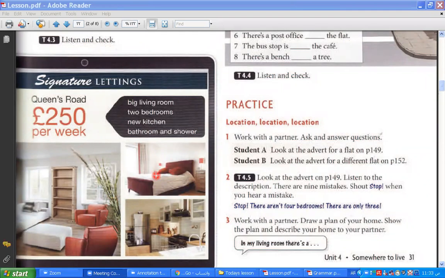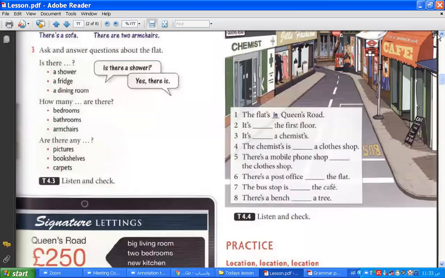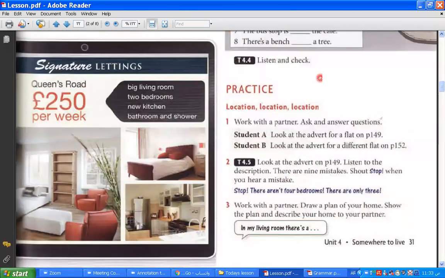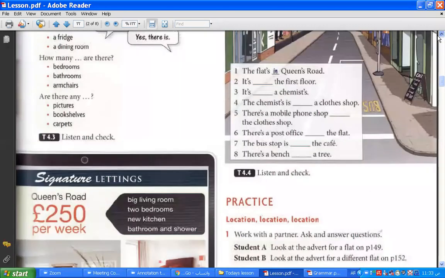Pictures, I mean, pictures hanging on the wall, pictures in the room. No, there aren't. So are there any pictures? No, there aren't. Yes. Thanks, Sumaya.